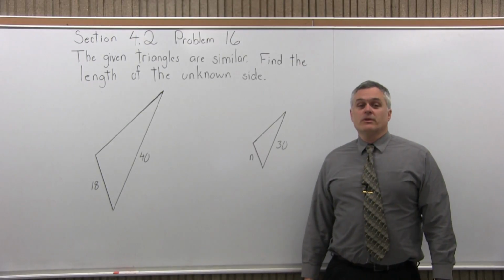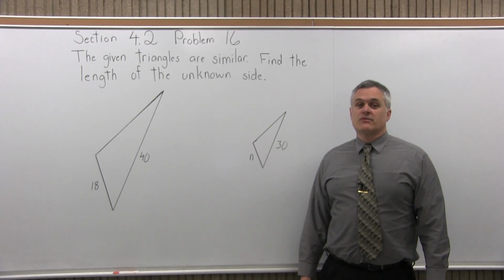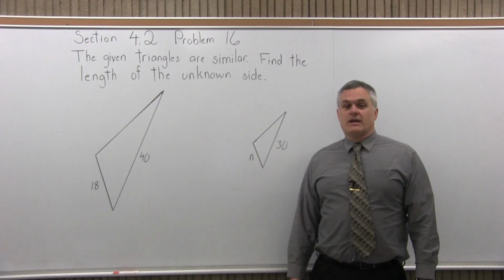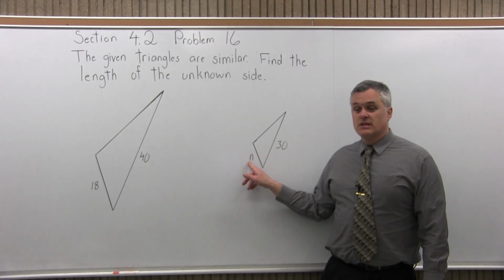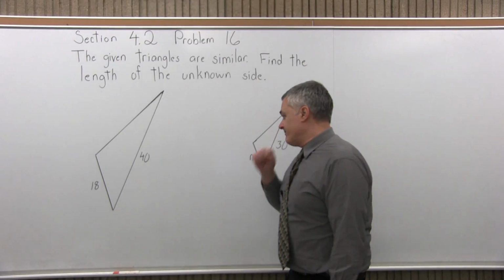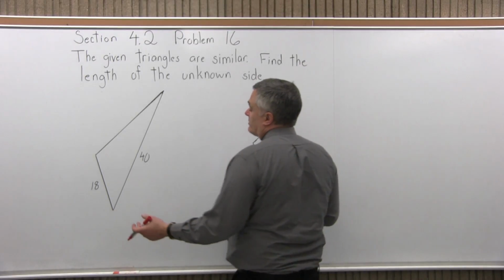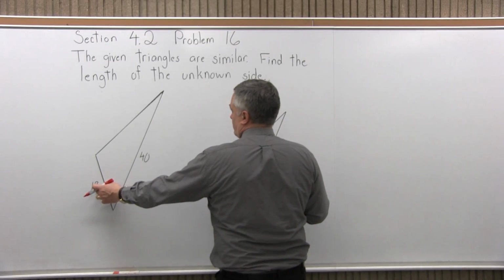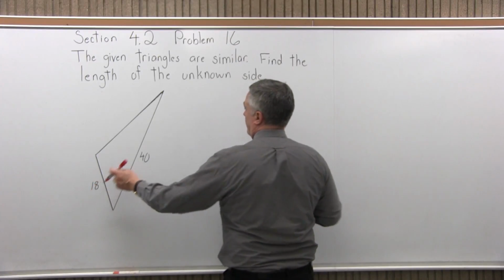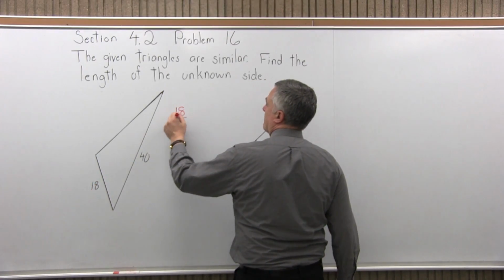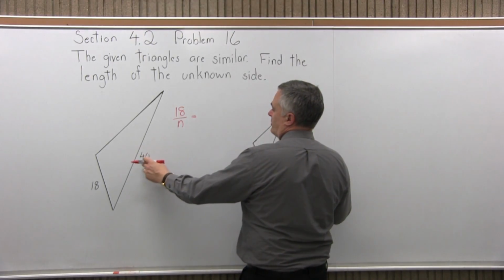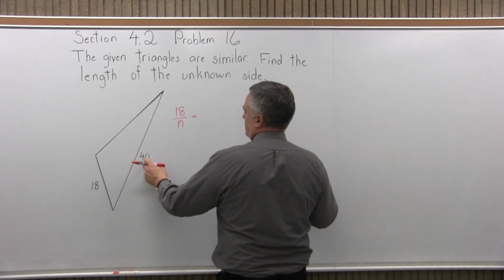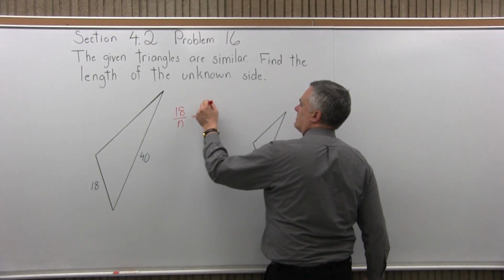This is Section 4.2, Problem 16. It says the given triangles are similar. Find the length of the unknown side. So I have two triangles, one side, the n, is unknown. So what you want to do is set up a proportion. So you will do 18 over n equals 40 over 30, the right-hand side value of the right-hand side triangle.